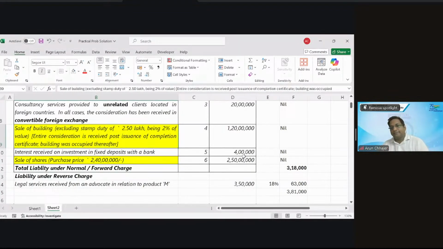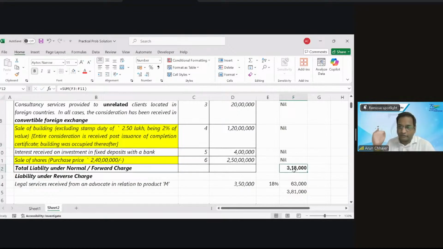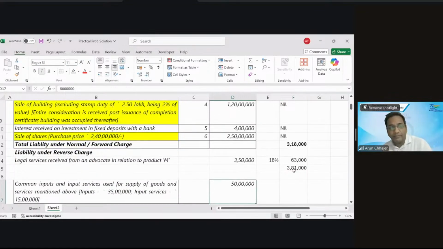Correct. So we have created the total calculation of the total liability. Total liability on the normal charge, forward charge, is 3,18,000, and under RCM this is 63. Total liability is 380. Now take a break of 10 minutes and then we'll resume with the calculation of ITC and then what is the liability to be discharged in cash. That we will do.